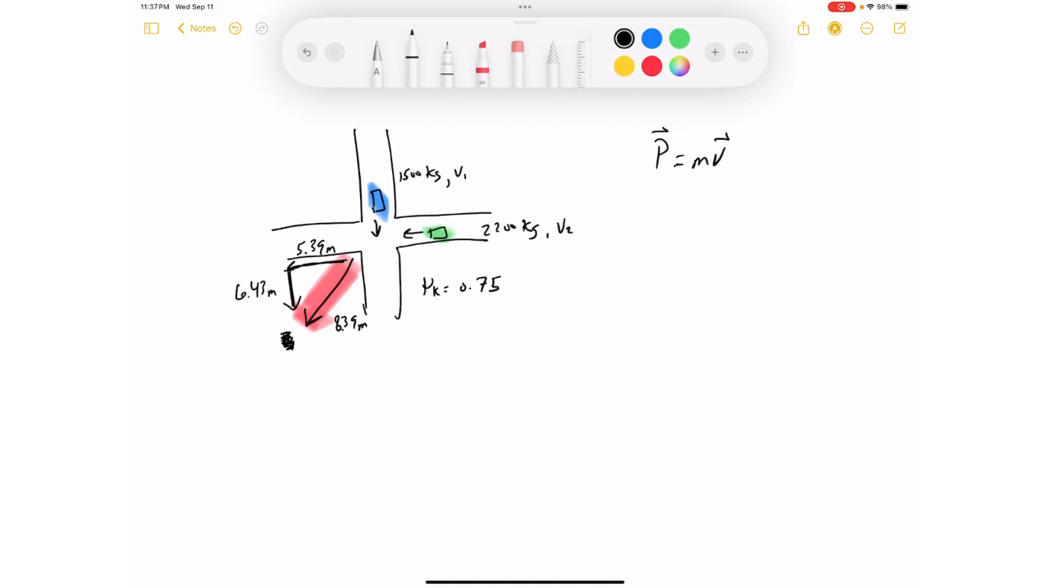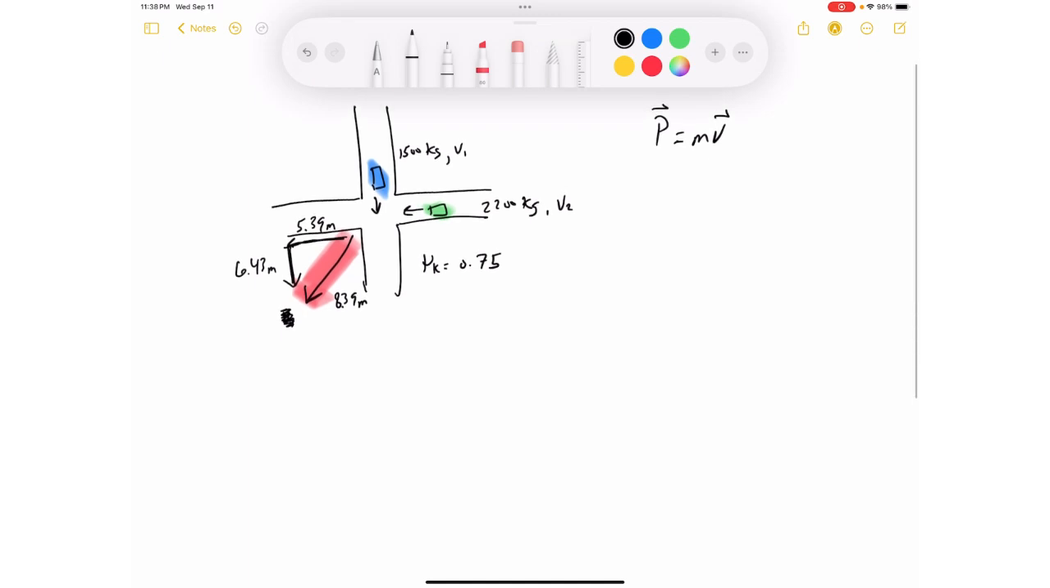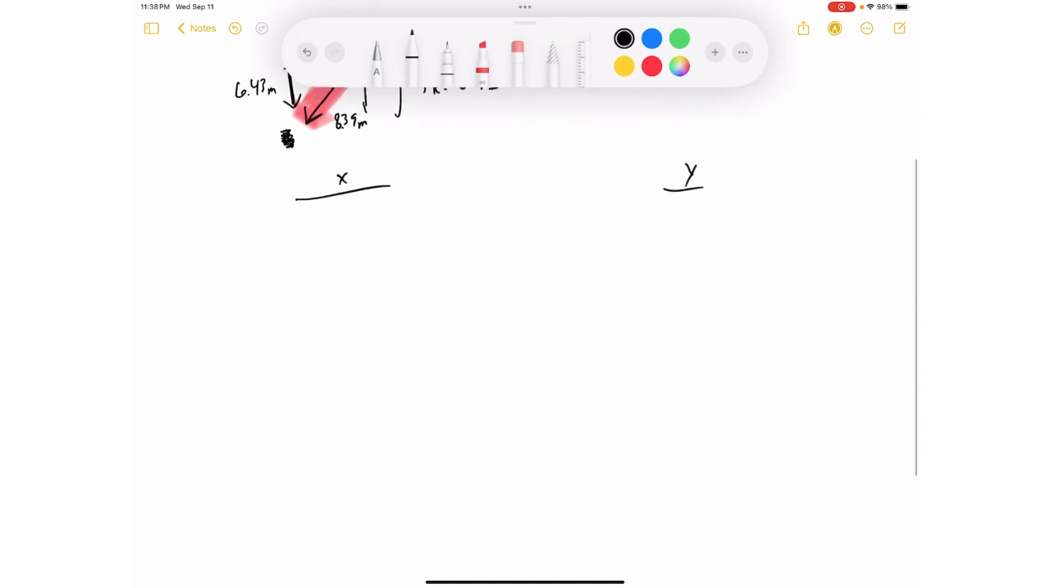So what we have to do is actually analyze this problem in the x direction and in the y direction. And what happens is that momentum is actually conserved in both. So momentum is conserved in the x, and it's also conserved in y, and also it's conserved in total when you combine the x's and the y's. Okay, so remember, it's conserved in all directions. So what we want to do is look at it from the x point of view and the y point of view.